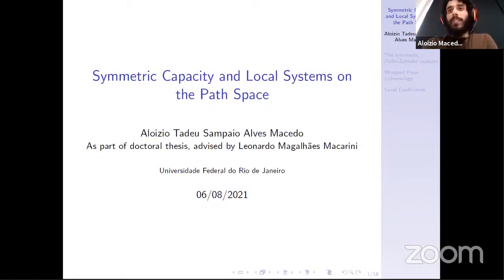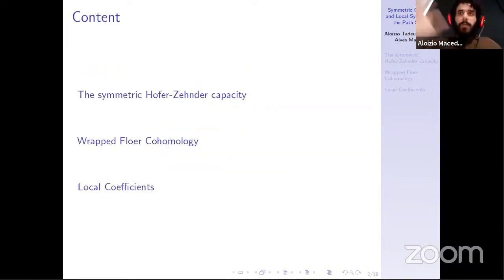Good afternoon, everyone. So my talk is about the symmetric capacity and how to use local systems in order to help improve things about the symmetric capacity. Before I continue, let me show how we'll structure the talk.